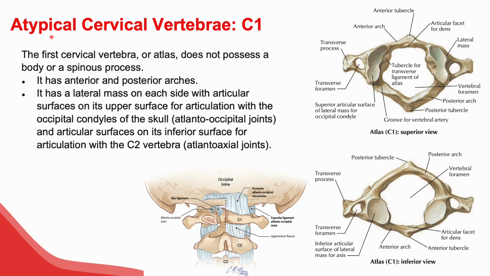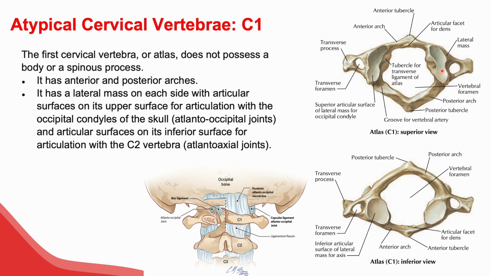Now that we've finished describing the typical cervical vertebra, we're going to jump right into the atypical cervical vertebrae, beginning with C1. The first cervical vertebra, or the atlas, does not possess a body or a spinous process. Instead, it has an anterior arch and a posterior arch. It also has lateral masses, and on the superior and inferior surface of these lateral masses, it has articular surfaces.